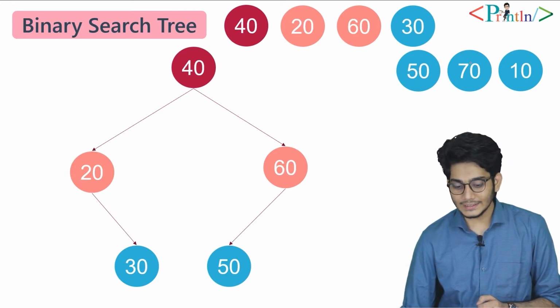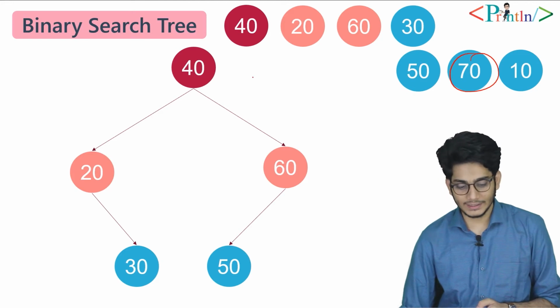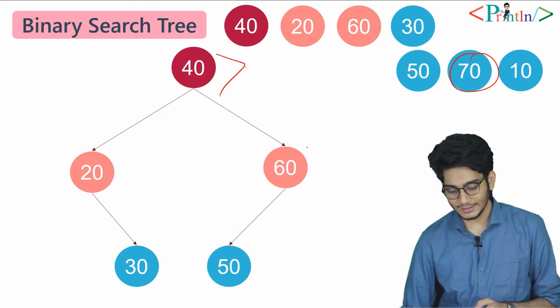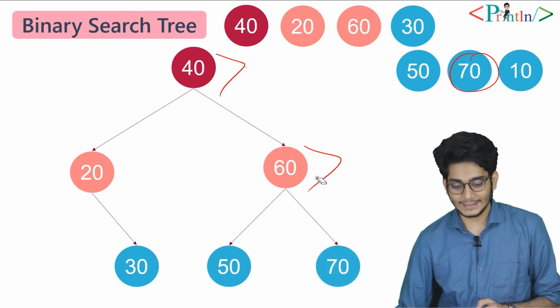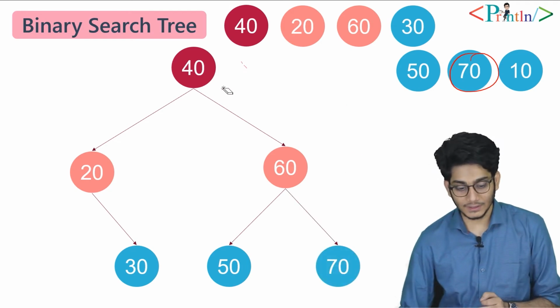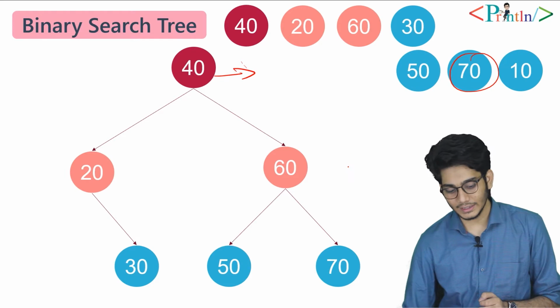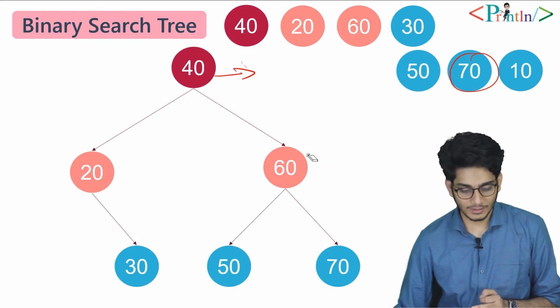Now we'll insert 70. Where will 70 go? 70 is greater than 40, 70 is greater than 60. So 70 will go to the right of 60. At first it will go to the right of 40, then it will go to the right of 60.